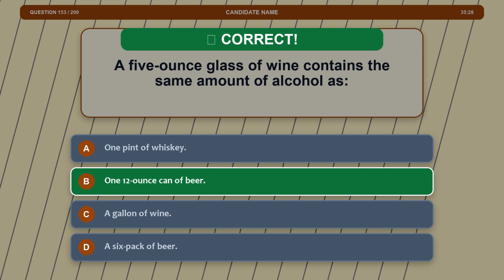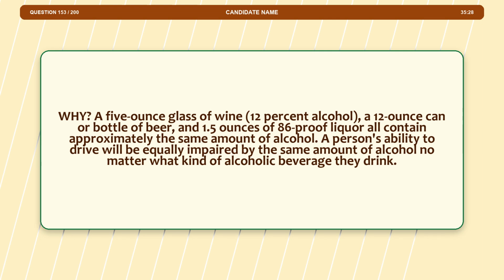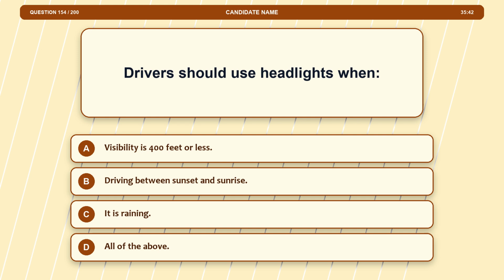The correct answer is option B. 1 12-ounce can of beer. Explanation. A 5-ounce glass of wine, 12% alcohol, a 12-ounce can or bottle of beer, and 1.5 ounces of 86 proof liquor all contain approximately the same amount of alcohol. A person's ability to drive will be equally impaired by the same amount of alcohol no matter what kind of alcoholic beverage they drink. Question 154.